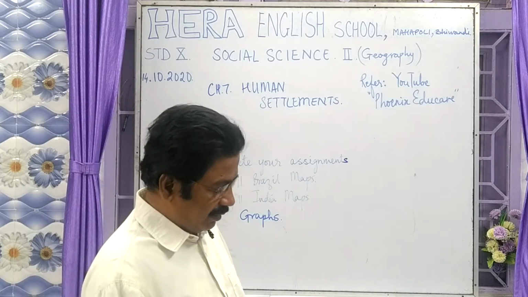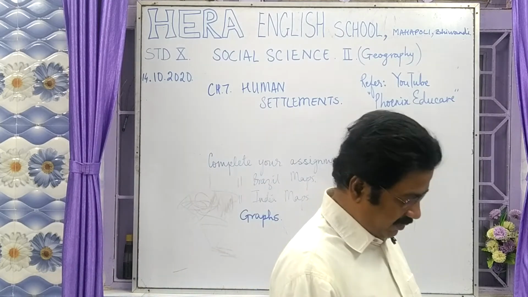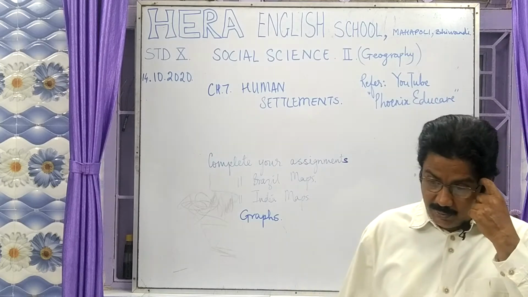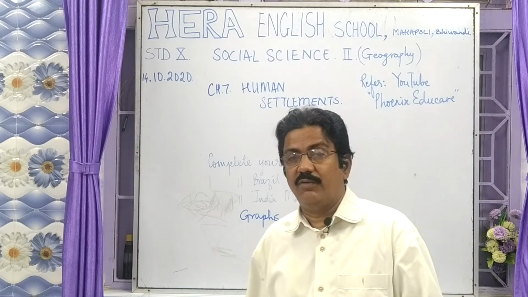7th of October, we started the chapter Human Settlement, chapter 7, page number 46. I finished off that explanation. That was all about India and its diversity.